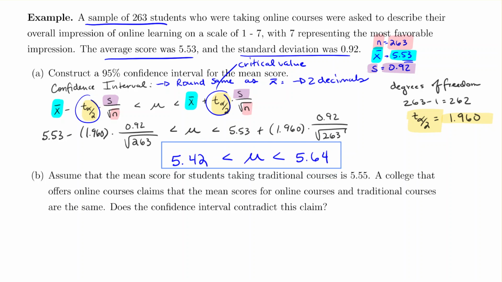Next, it says, assume the mean score for students taking traditional courses is 5.55. A college offers online courses claims the mean score for online and traditionals are the same. Does the confidence interval we found here contradict this claim? In this case, it doesn't contradict the claim because 5.55 fits squarely inside this interval. So because the given value is in our confidence interval, we can assume that the mean scores for online and traditionals are the same. So here we're going to say no, the confidence interval supports this claim.